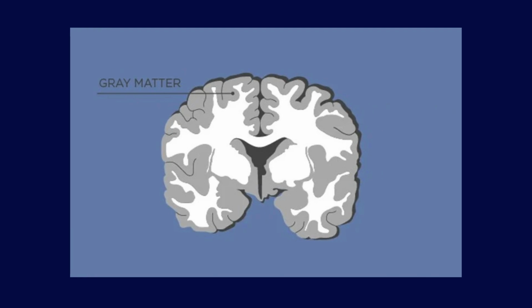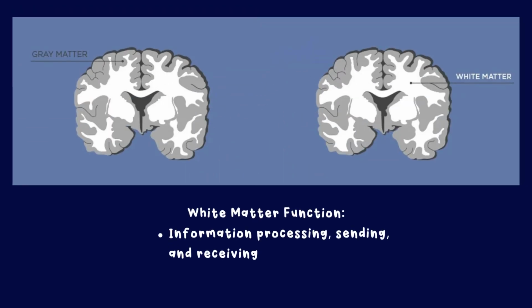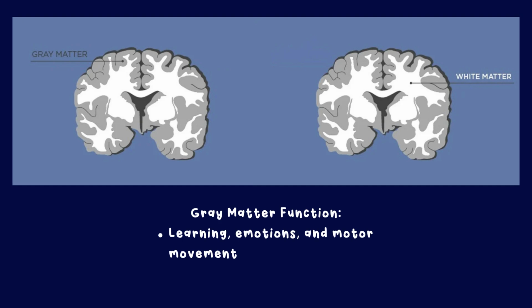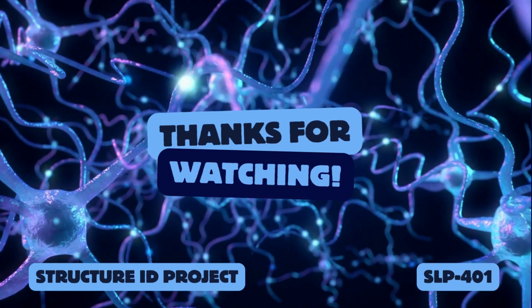Up next, we have gray matter and white matter. Pictured here, you can see white matter kind of being more in the center, protected by the gray matter. White matter receives information, sends it, as well as processes it. And gray matter, shown on the outsides, is responsible for learning, emotions, and motor movement. Thank you so much for watching, and I hope this helps.